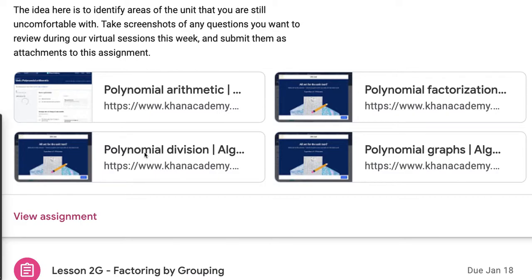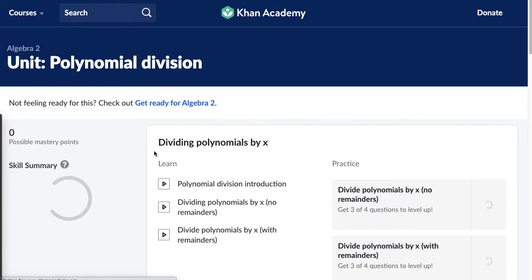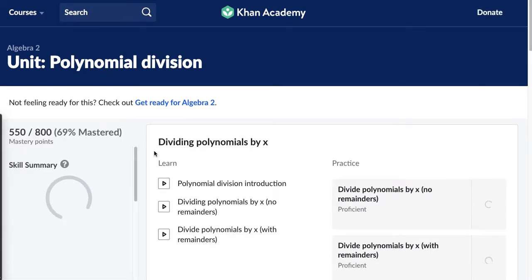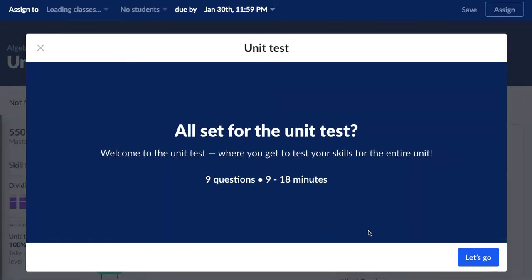All right, so we'll take a look at polynomial division in preparation for our summative assessments next week. We're just going to look through this unit test on Khan Academy so that we can understand the concepts that we're going to encounter when we hit our polynomial division summative next week. Okay, so let's go.